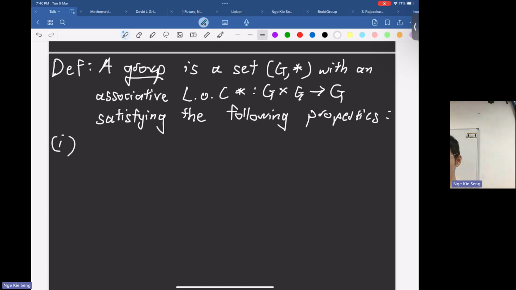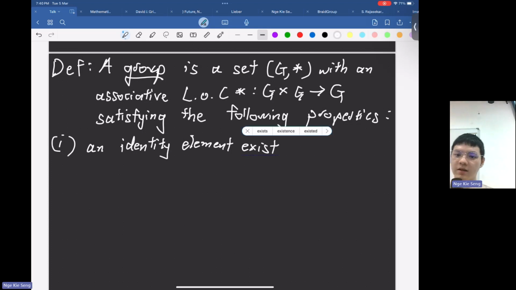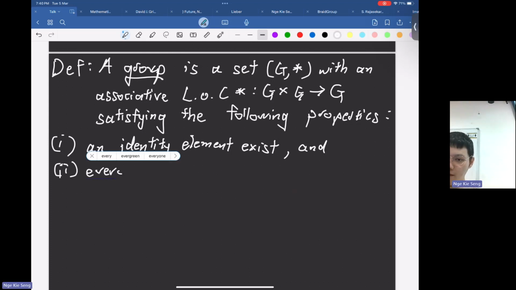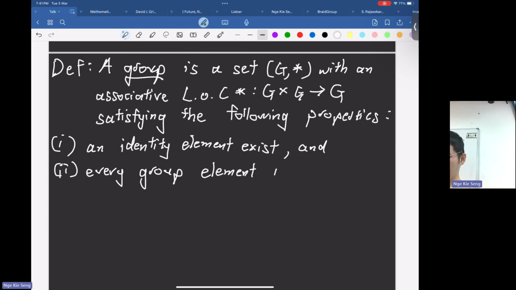Okay. So the next thing is we want an identity element to exist. Okay. If it is a group, we want an identity element to exist. Okay. And every group element is invertible. Okay. So all the elements have their inverses. Does it make sense?